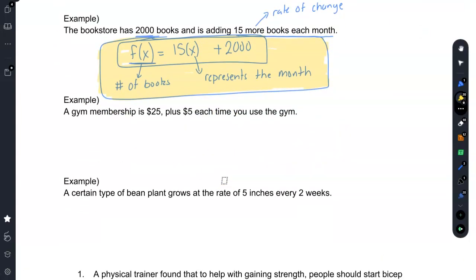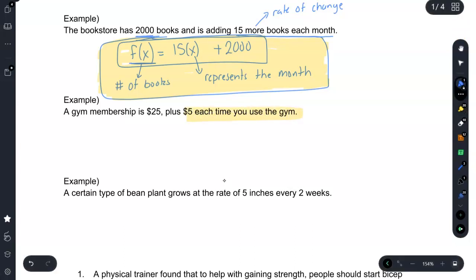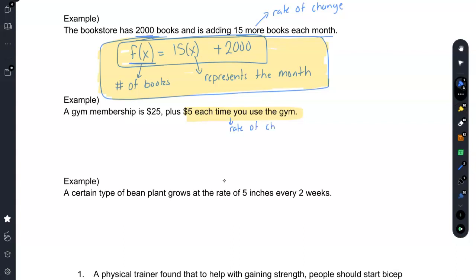Let's look at the second one. A gym membership is $25 plus $5 each time you visit the gym. So the $5 each time you visit the gym, that's going to be my rate of change. So I know I'm going to have 5 times x, and then the $25 was just the initial membership cost. So if I add my initial value, I'm adding 25.